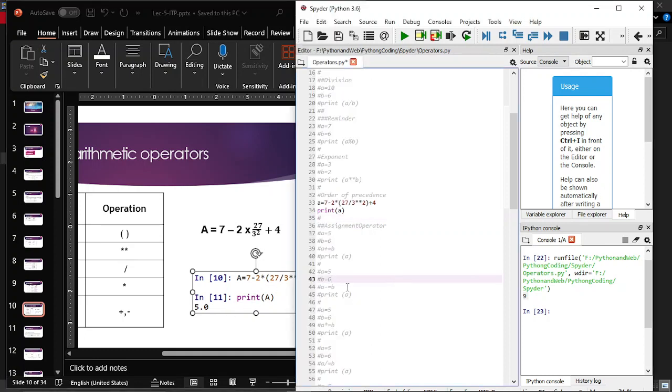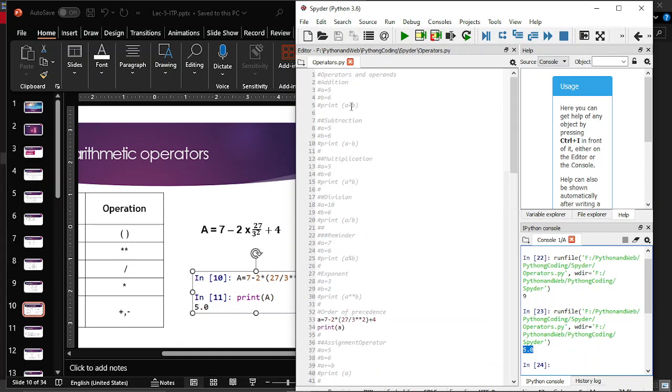Okay, so we will try to run this particular equation once again and see what the answer is. So we get the answer as 5. This is how we actually carry out all the arithmetic operations. And this precedence is very important. Why? Because whenever you are carrying out multiple arithmetic operations, that is when the order of precedence comes into the picture. So I hope these things are very much clear.